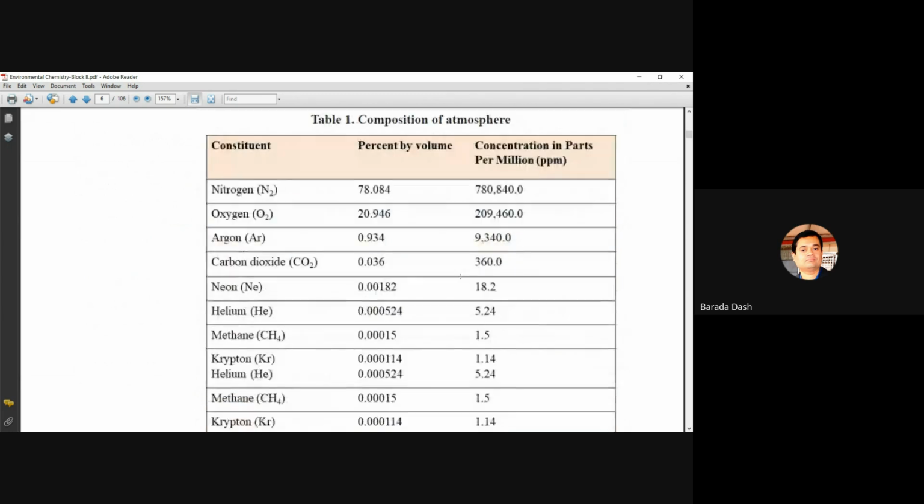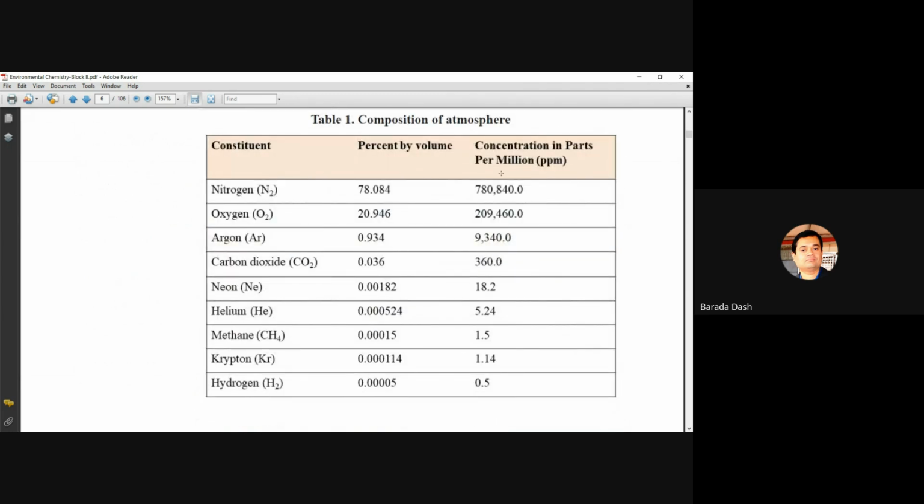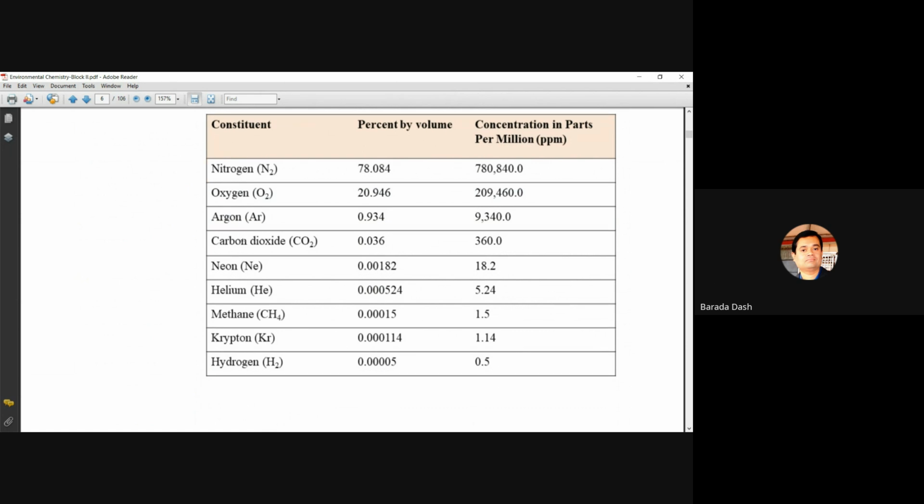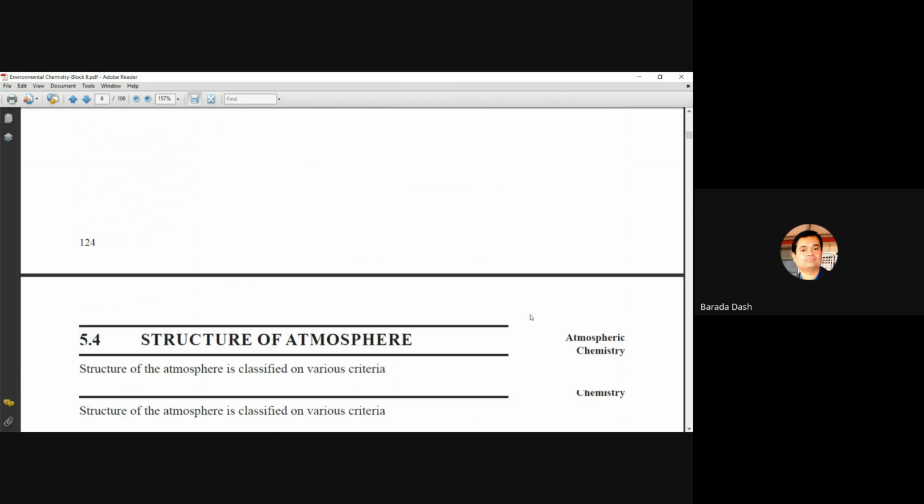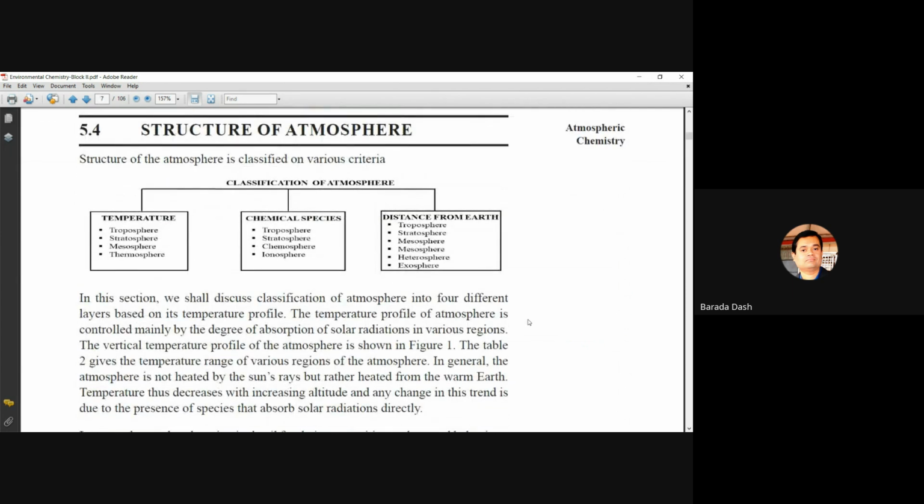So you see here in this table, the composition of various gases present in our atmosphere has been described. The maximum is nitrogen, then oxygen, then argon, carbon dioxide, neon, helium, then methane, then krypton and hydrogen. So these are the components of the atmosphere. Then, the structure of the atmosphere.